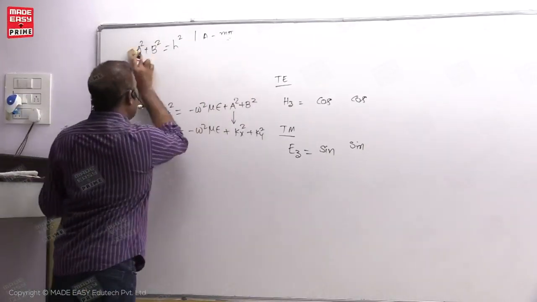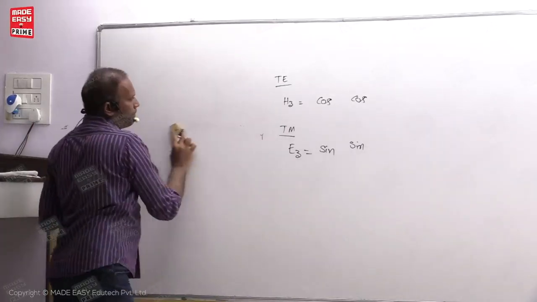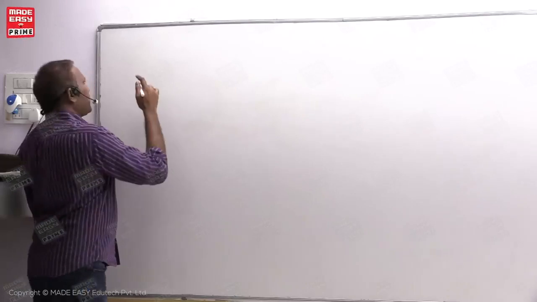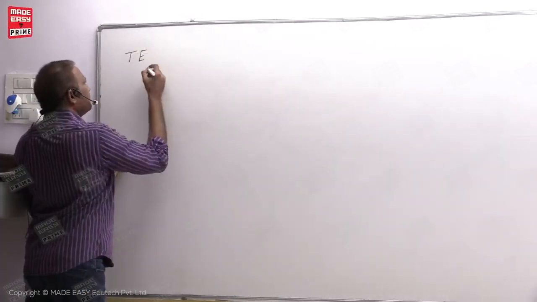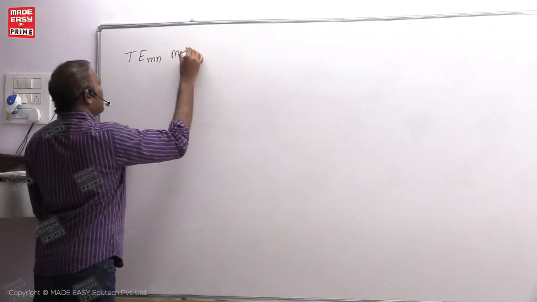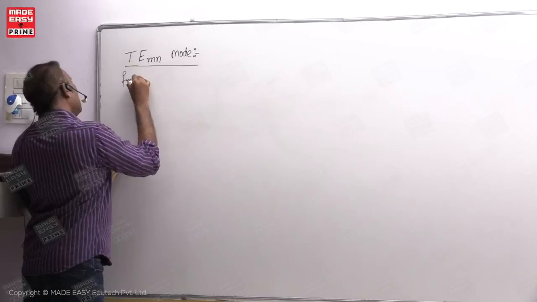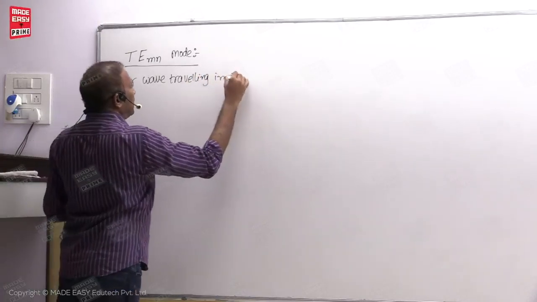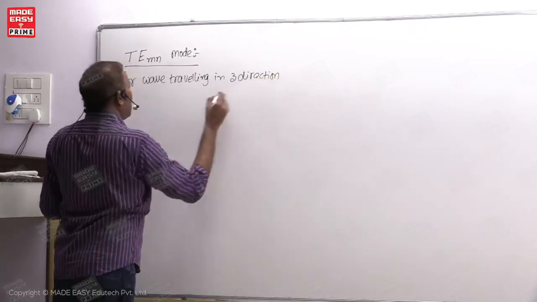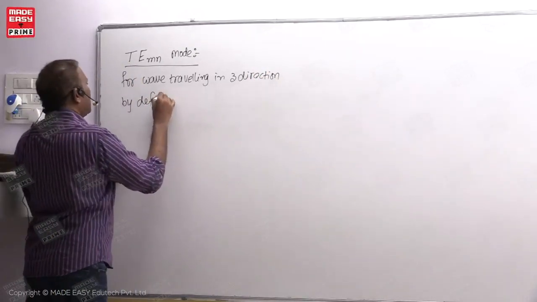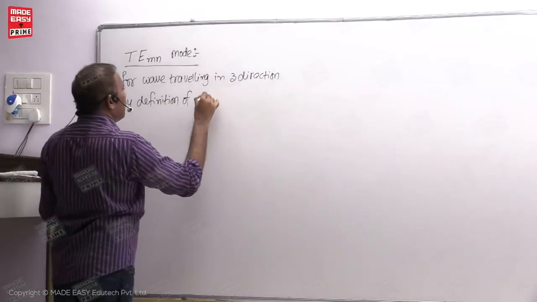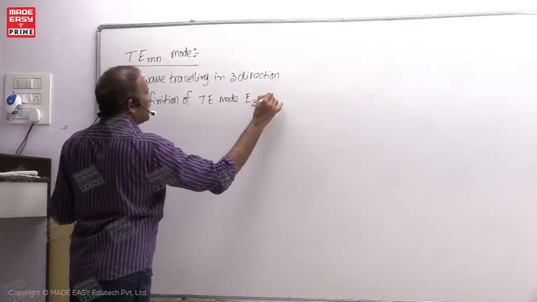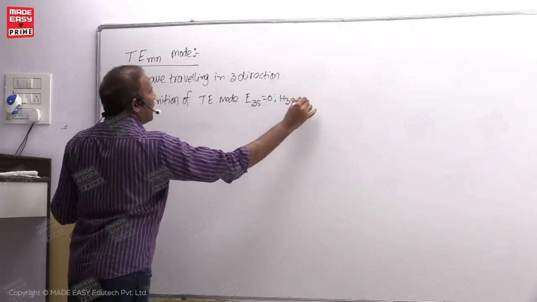For examination, what formulas are required? Let us read them, and we will be solving some questions also. So once again, for examination purposes, I am putting the heading TE mn mode. For a wave traveling in z direction, by definition of TE mode, Ez is 0, Hz is not 0.